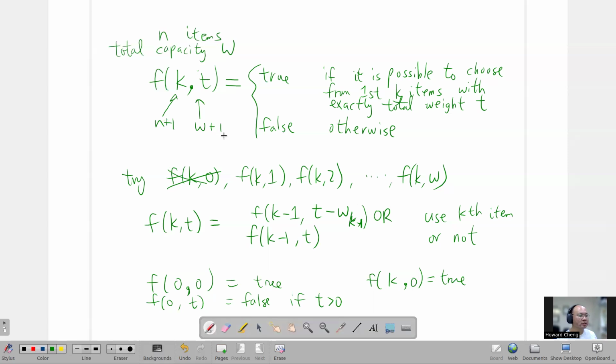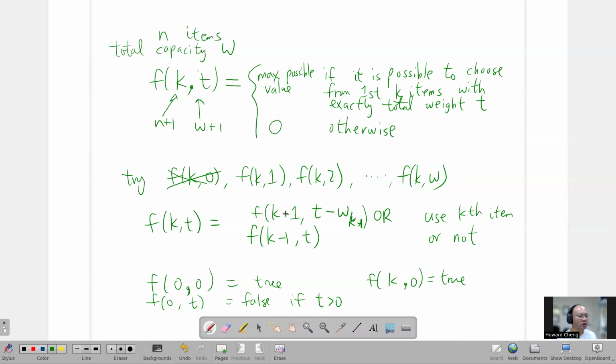Okay, now, this is the Boolean case, but actually I want to maximize the values. So what I'm going to do is change this up a little bit. I think I'm trying to maximize. So the maximum possible total value of the items chosen, or if it's impossible, maybe we'll just make it 0.